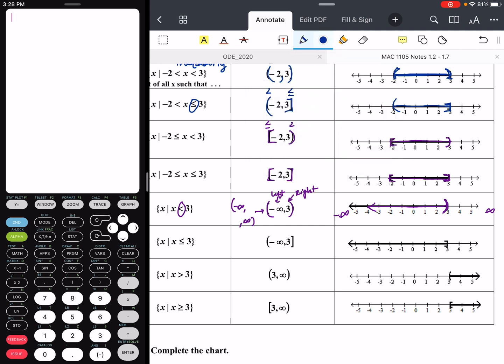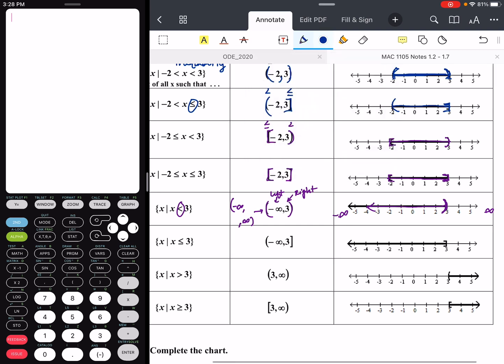All right, so x less than or equal to 3. On my line graph, I've got my square bracket, my arrow pointing to the left. Remember, negative infinity is way out here to the left, so I have negative infinity on the left of my interval, 3 on the right. Always use a parenthesis next to negative infinity, and then I have a square bracket next to 3 because of the less than or equal to sign.